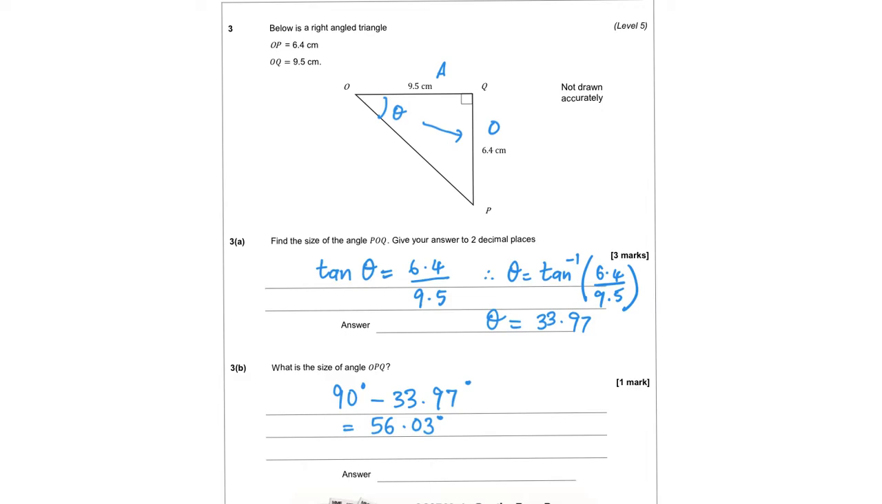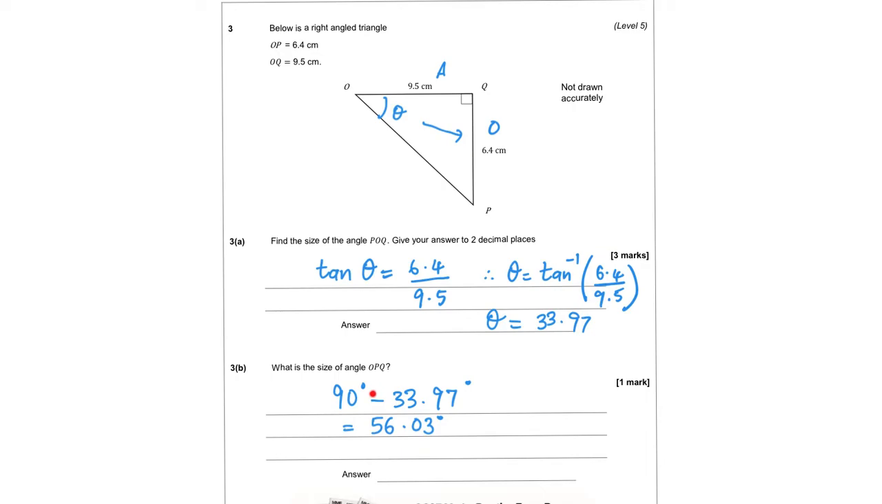Okay, so for this question, we have OQ and QP, and we're looking for angle POQ. POQ is here, so the angle here, and this is the opposite, 6.4, opposite of the angle, and 9.5 is adjacent to the angle. So we have the combination O and A that makes tangent. So tangent of the angle is opposite over adjacent, 6.4 over 9.5. We can find the angle by using the mode on a calculator. Shift tangent 6.4 divided by 9.5, and we get 33.97 degrees.